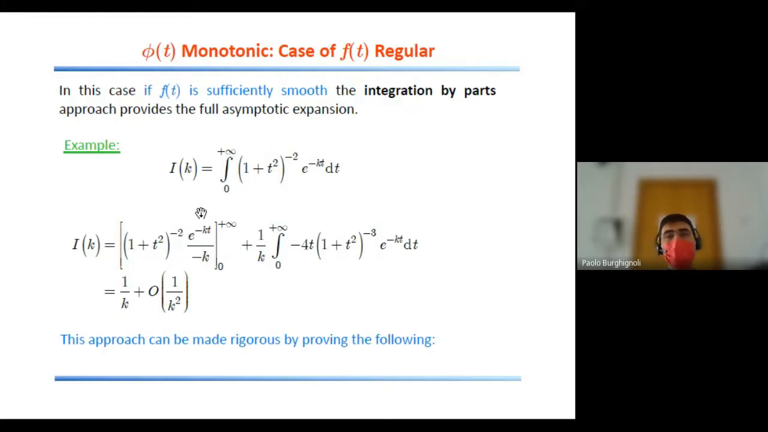And now this finite part, when you evaluate it at infinity, is equal to 0 because of the exponential that wins against any rational function. What survives is the value at the origin, that is 1 over k.